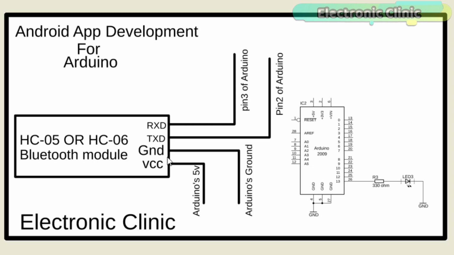The Bluetooth module TX and RX pins are connected with the Arduino's pin number 2 and pin number 3. Pin number 2 and pin number 3 will be used as a serial port, which will be defined in the programming. While the VCC and ground pins are connected with the Arduino's 5 volt and ground pins.